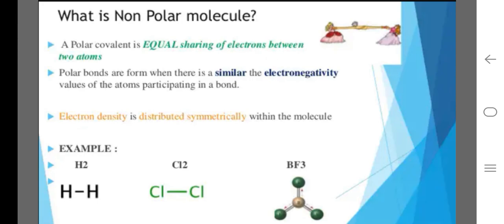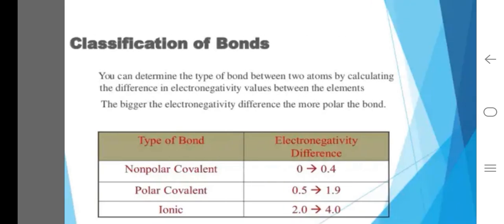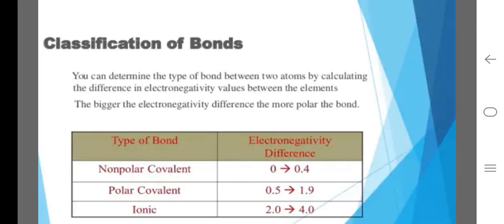BF3 is also a non-polar molecule because the three fluorine atoms are symmetrically positioned. All the attractive forces cancel each other, and the overall force becomes zero. That's why this is a non-polar molecule. This is an example.